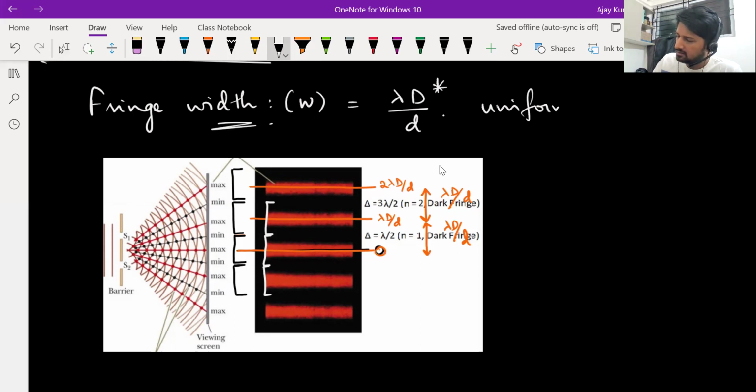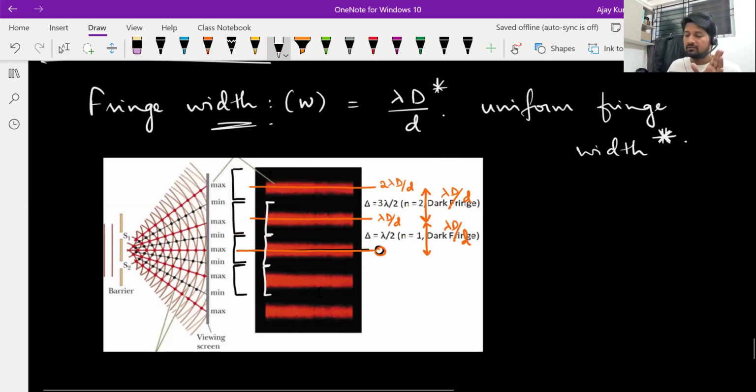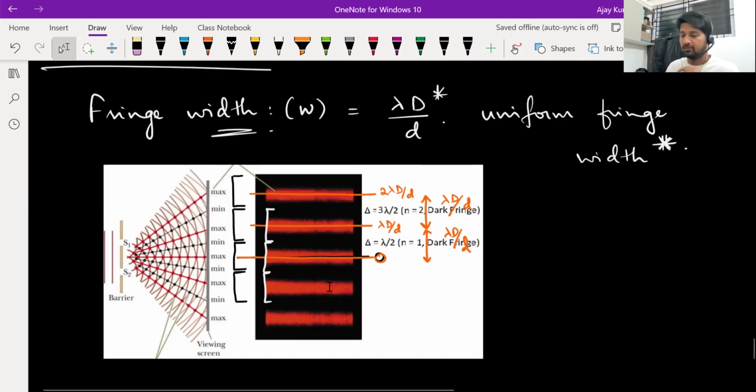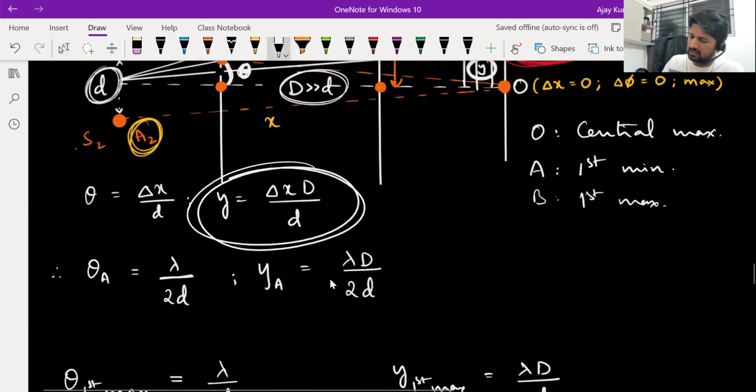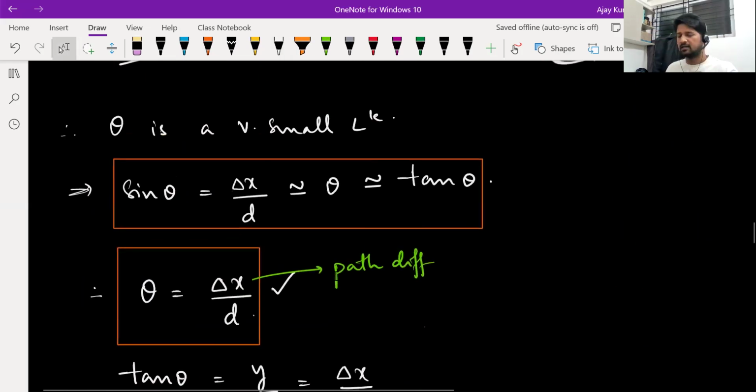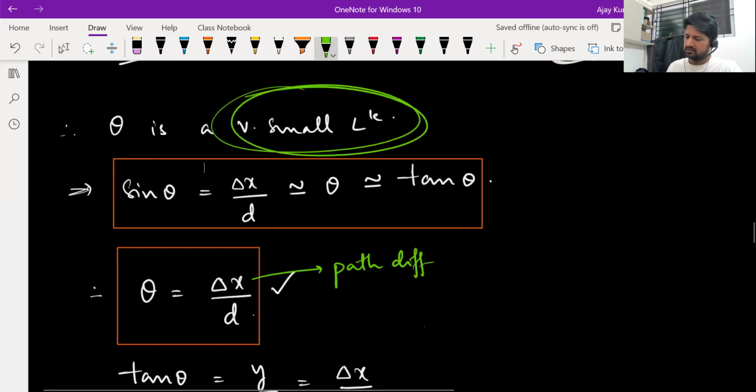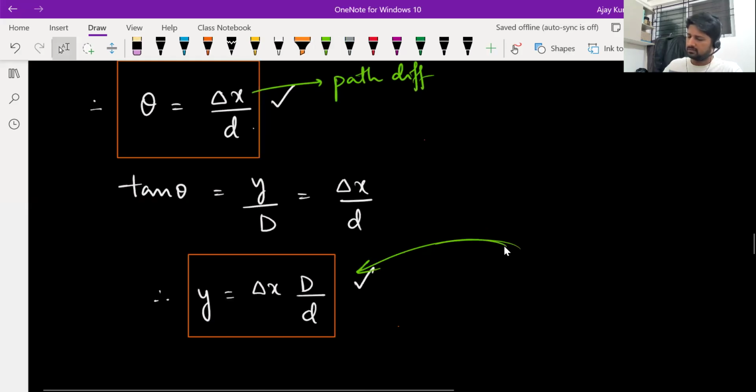You see a pattern with uniform fringe width. But there is a condition for this. When will all fringes be of the same width? When theta is very small. Because this formula, lambda capital D by small d for the y coordinates, or delta x capital D by small d, is valid only when the angles at which you see the bright and dark bands are very small. Only when theta is a very small angle do you get this formula for the y coordinate.